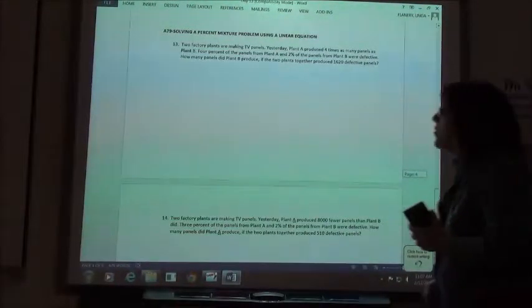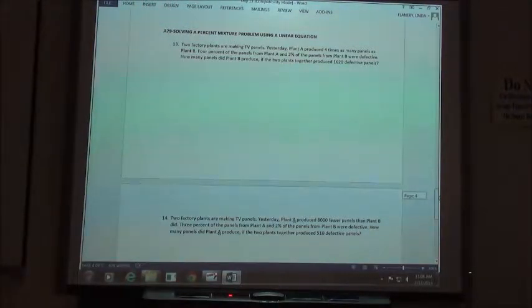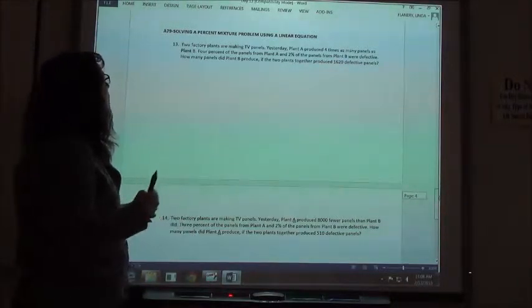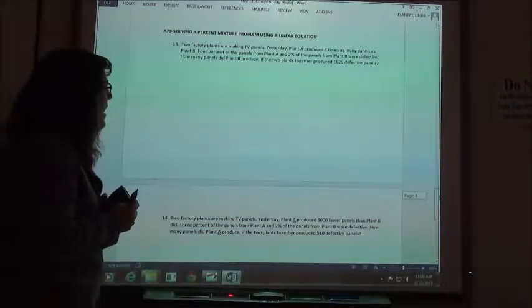And the next one here, solving a percent mixture problem. The percent mixture problem's kind of like those value problems that we started out with, but this time we're working with percents. It says 2 factory plants are making TV panels. Yesterday, plant A produced 4 times as many panels as plant B. 4% of the panels from plant A and 2% of the panels from plant B were defective. How many panels did plant B produce if the 2 plants together produced 1,620 defective panels?